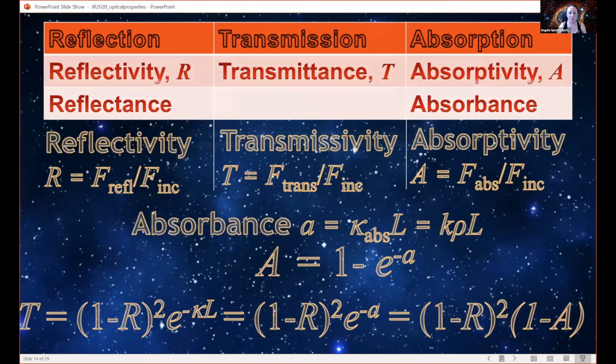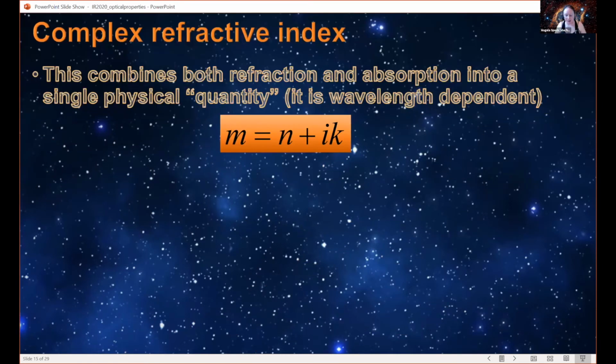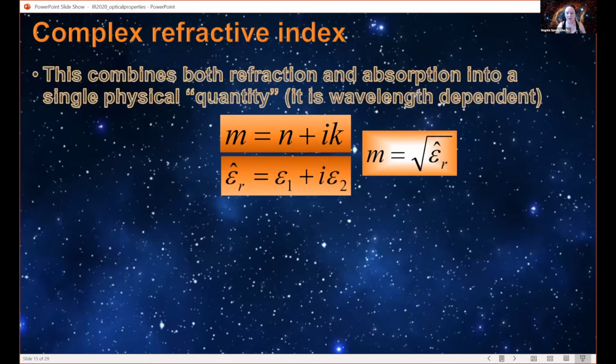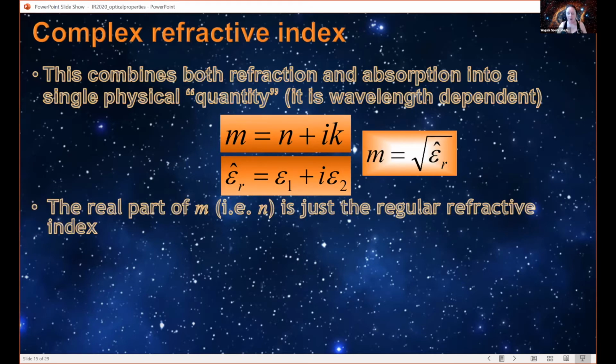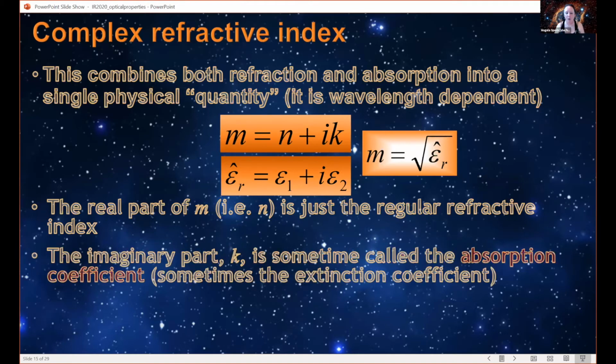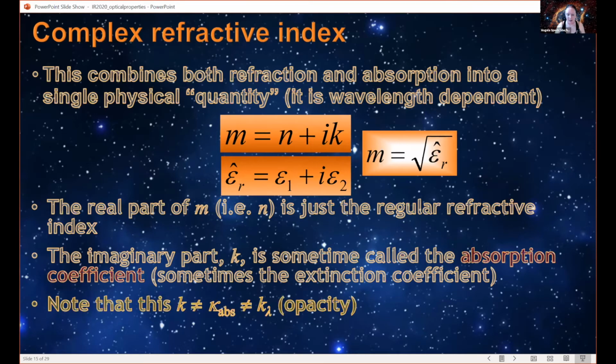Now let's just digress briefly again and talk about the complex refractive index. So basically I'm taking the refractive index that we all know and turning it into a complex number. This is related to the dielectric function. It's the square root of the dielectric function, which is also a complex quantity. The n, the real part, is just that version of refraction that we learned in high school. That's the change in the speed of light. That's the real part of the refractive index. The imaginary part is the absorption. And I want to show what effect it has. And just as a reminder, this K is not the same as kappa and is not the same as opacity.